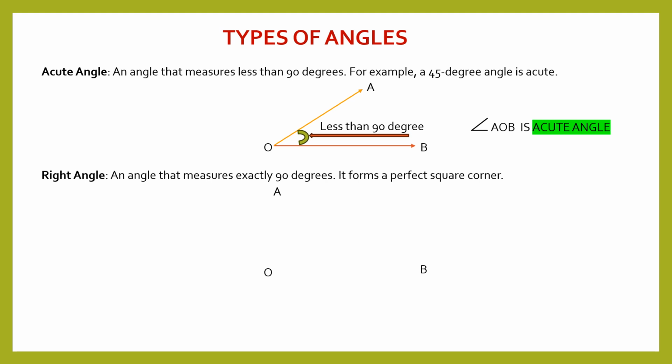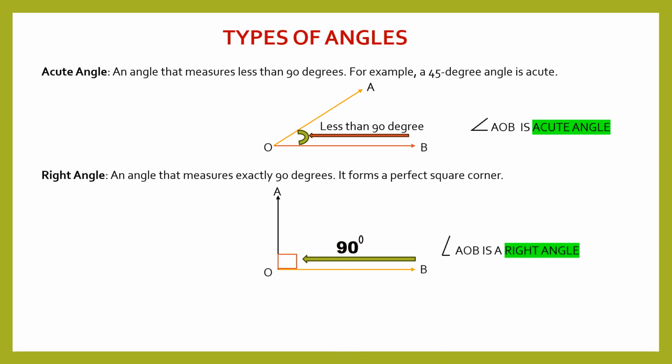Next, we have the right angle, an angle that measures exactly 90 degrees. It forms a perfect square corner. In the figure given below, angle AOB is at 90 degrees and is called the right angle.